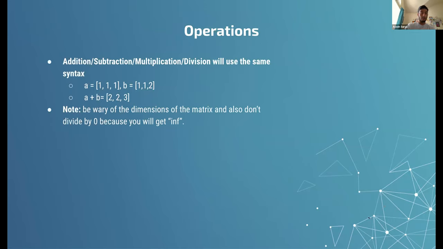Now, let's talk about some operations. Addition, subtraction, multiplication, division all use the same syntax. So if you have an array A with 1, 1, 1 and B is 1, 1, 2, and you add them together, it will be element-wise addition. So 1 plus 1 is 2, 1 plus 1 is 2, and 1 plus 2 is 3. Make sure to be wary of the dimensions of the matrix and also never divide by zero because you'll get an infinite value since dividing by zero is undefined.